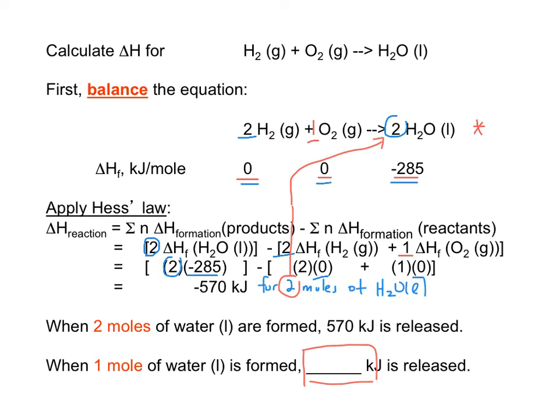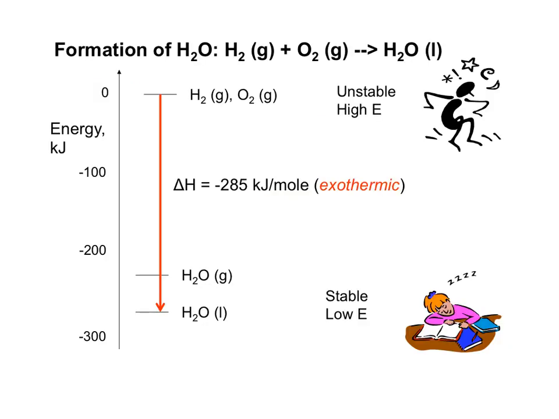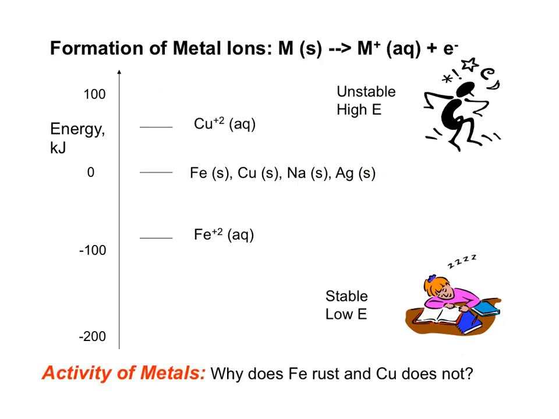Stop the video and fill in this blank. And the answer is, this energy diagram shows that when H2O liquid forms from H2 and O2, this is an exothermic reaction which releases 285 kilojoules of energy. In an earlier video, we said that metals lose electrons to form cations. This is an energy diagram of a few metals and metal ions. Stop the video and answer this question.